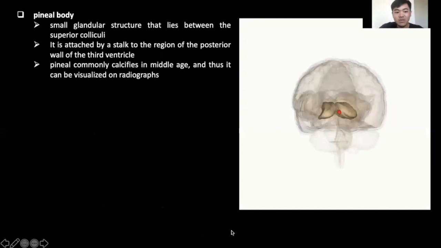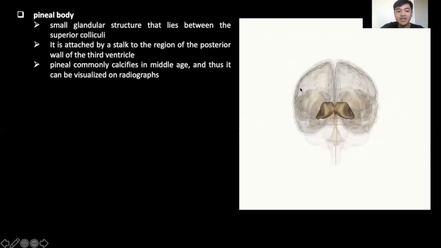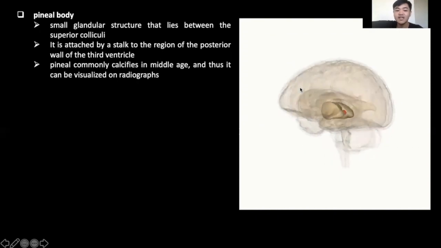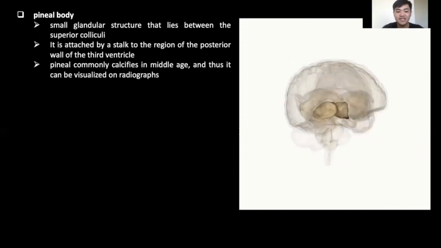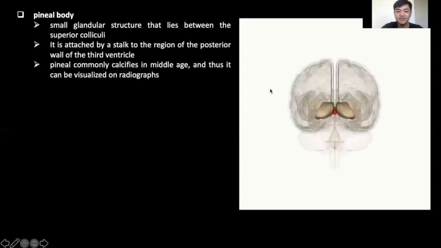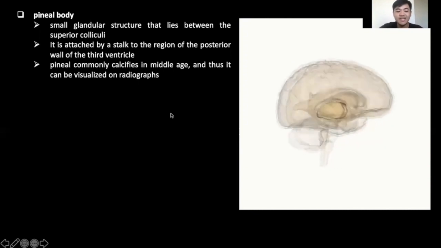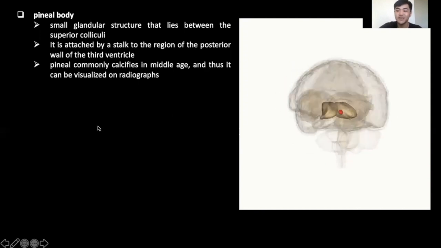And then we also have the pineal body, highlighted with a red marker. It is a small glandular structure that lies between the superior colliculi. It is attached by a stalk to the region of the posterior wall of the ventricle. The pineal commonly calcifies in middle age, and thus it can be visualized on radiograph.